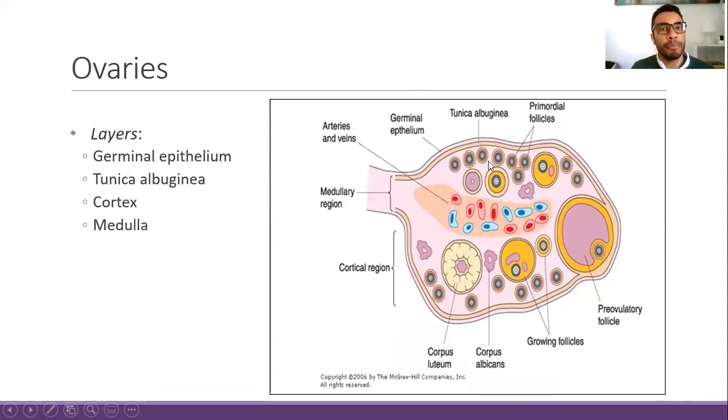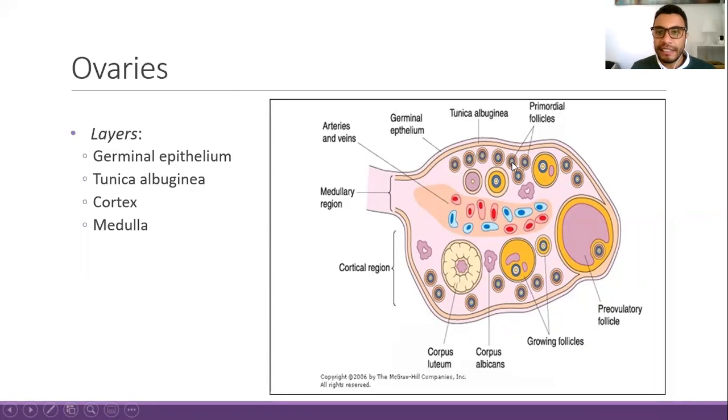The follicles are present mainly in the cortex. It's hard to see follicles like that in the medulla. In the medulla we see more often the presence of vessels. Okay, so we have ovarian arteries and ovarian veins here, in the medulla. There is also the germinal epithelium, which is this external layer in the cortex. There is the tunica albuginea, which lies beneath the germinal epithelium, okay?